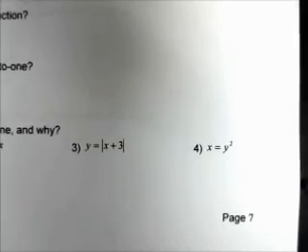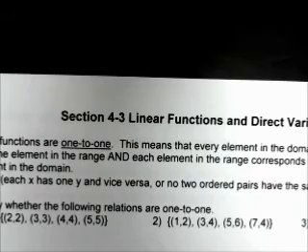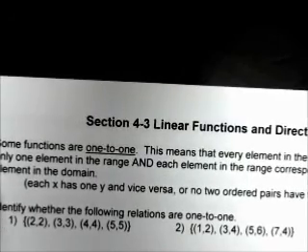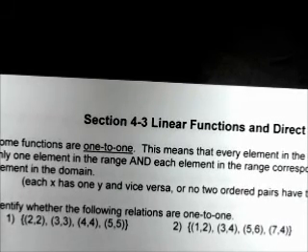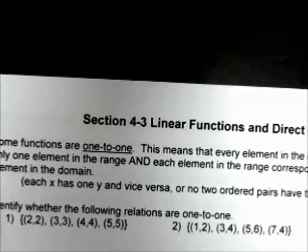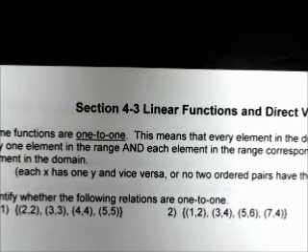Today we're on page 7 of our Chapter 4 notes packet, Section 4.3, Linear Functions and Direct Variation. Some functions are one-to-one. This means that every element in the domain corresponds to only one element in the range, and each element in the range corresponds to only one element in the domain. That is, for each x, there's only one y, and vice versa.